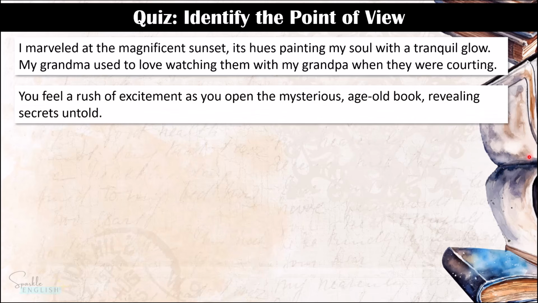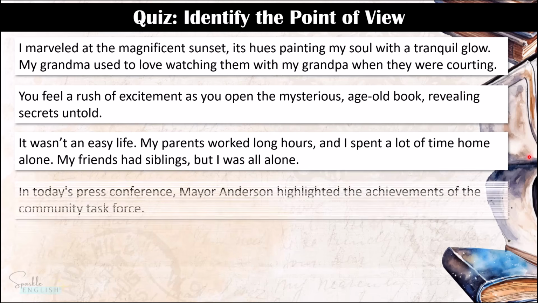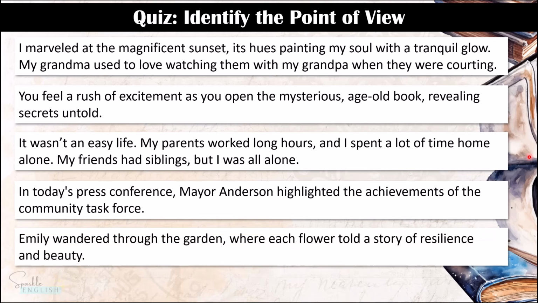Number 2, you feel a rush of excitement as you open the mysterious age-old book, revealing secrets untold. Number 3, it wasn't an easy life. My parents worked long hours, and I spent a lot of time home alone. My friends had siblings, but I was all alone. Number 4, in today's press conference, Mayor Anderson highlighted the achievements of the Community Task Force. And finally, number 5, Emily wandered through the garden, where each flower told a story of resilience and beauty.